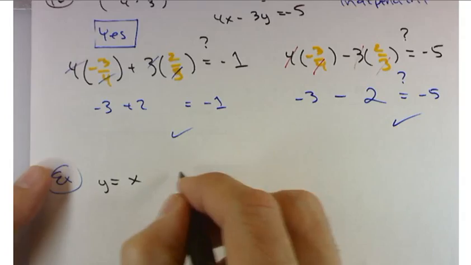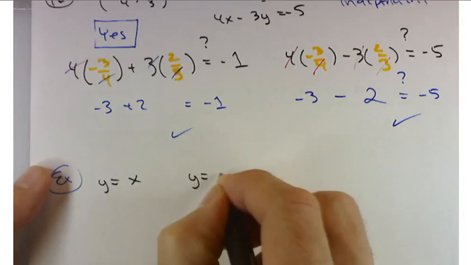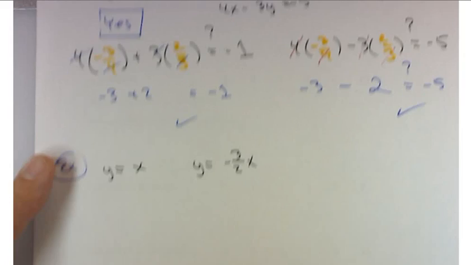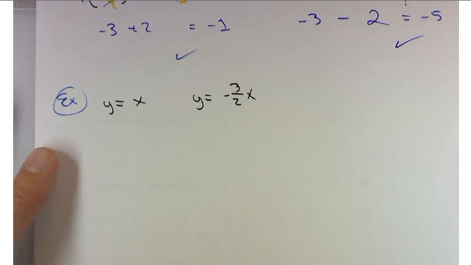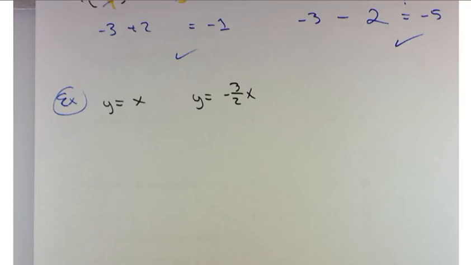Y equals x and y equals negative 3/2 x. Keep in mind what we're looking for. We're looking for where two lines cross each other. And since we're getting close enough to the end of the semester, it's not a bad time to do a little bit of review here.